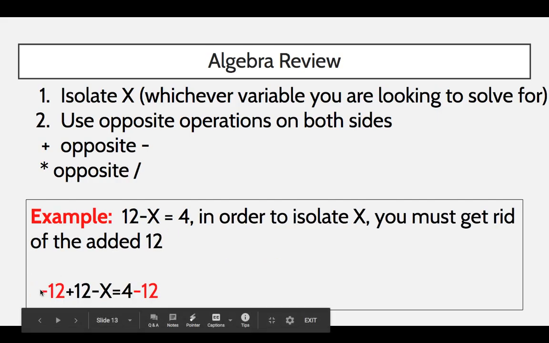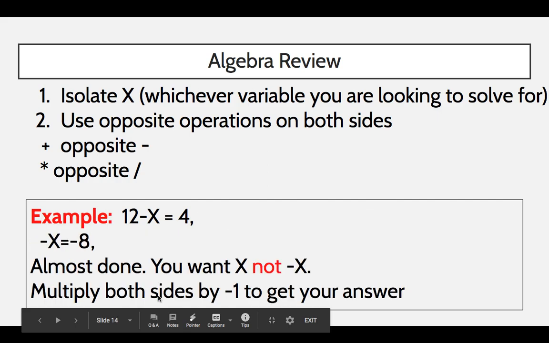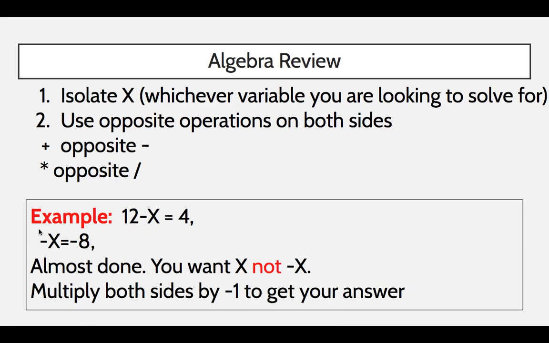So let me go back here. We know that minus 12 plus 12 equals 0. And we know that 4 minus 12 equals minus 8. Okay, so this is exactly what we get.